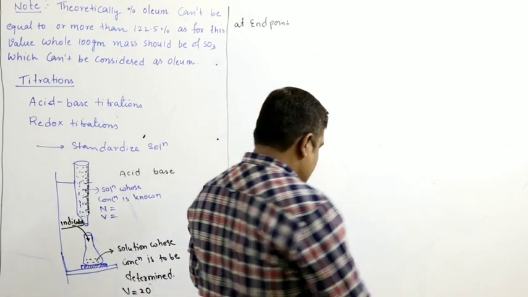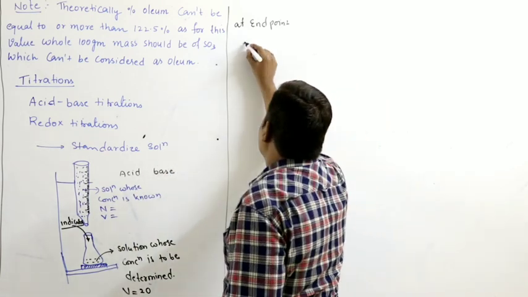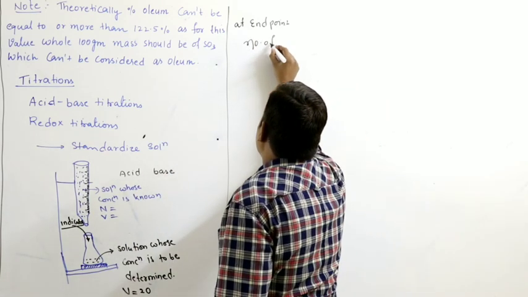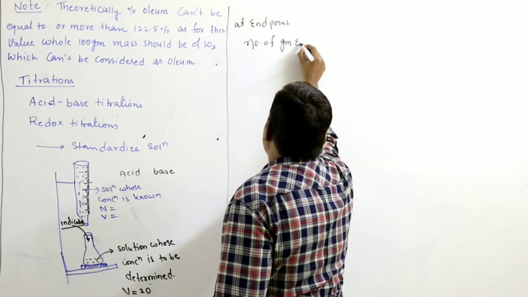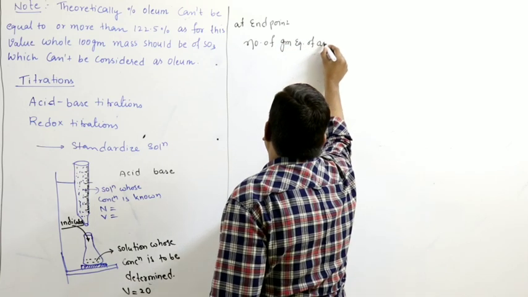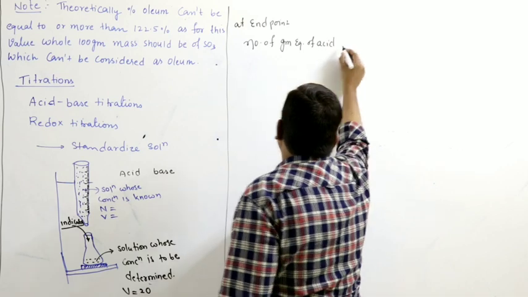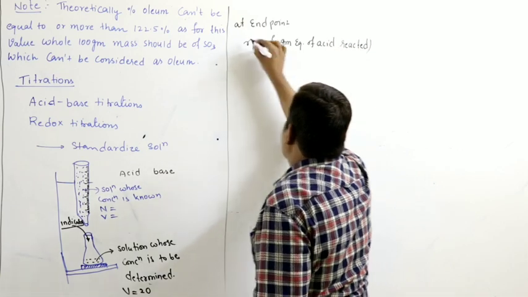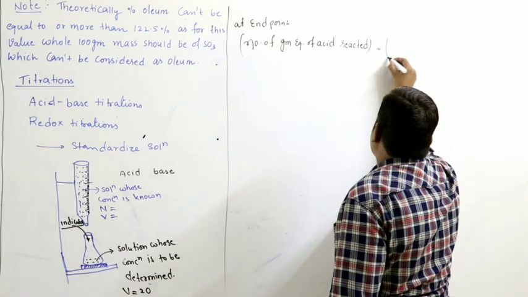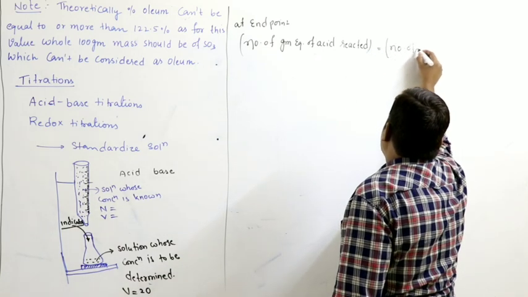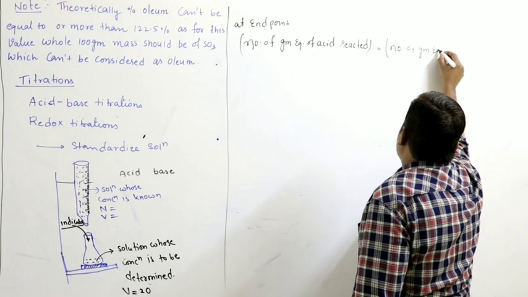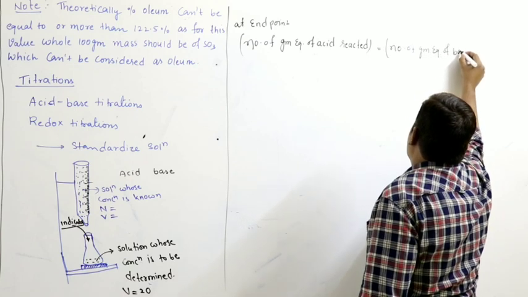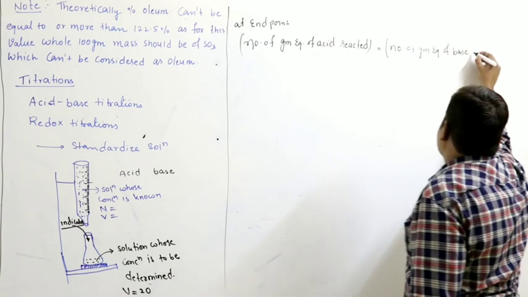At the end point, what happens? The number of gram equivalents of acid reacted must be equal to the number of gram equivalents of base reacted.